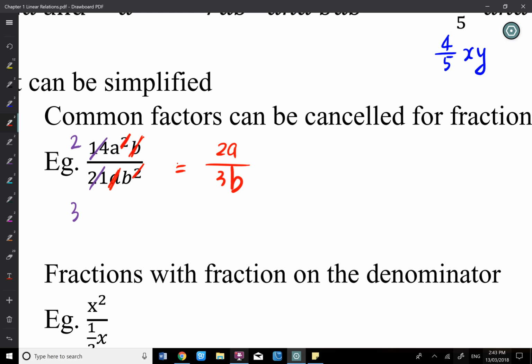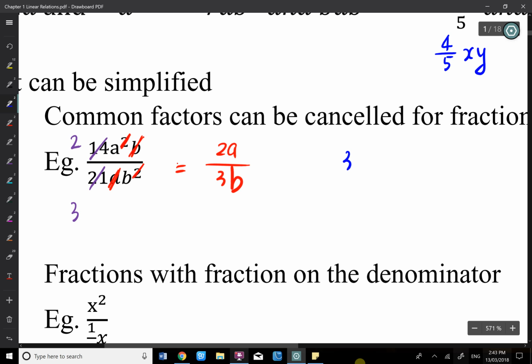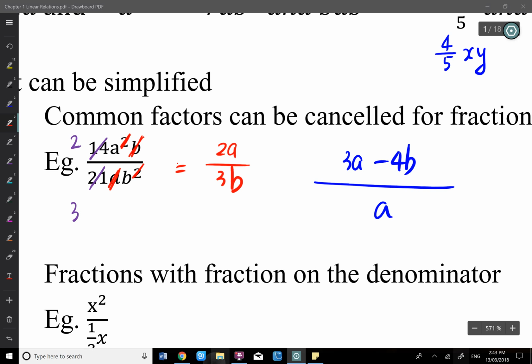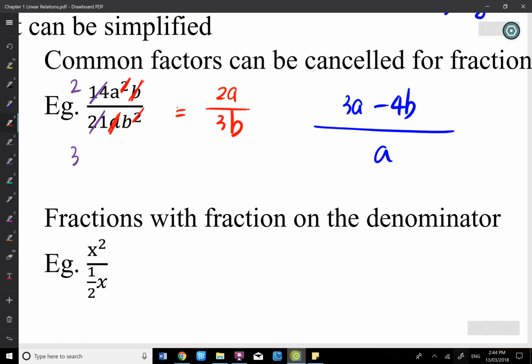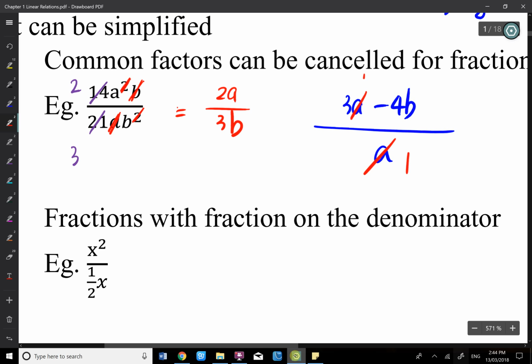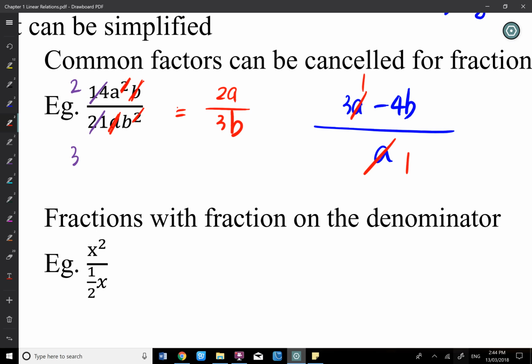But there's one thing we can't do. Just be careful with that. If we have 3a minus 4b divided by ab, well, let's say just divide by a. We can't, okay, everyone listen here. We can't do this. When there's a minus or plus, there's not one term.